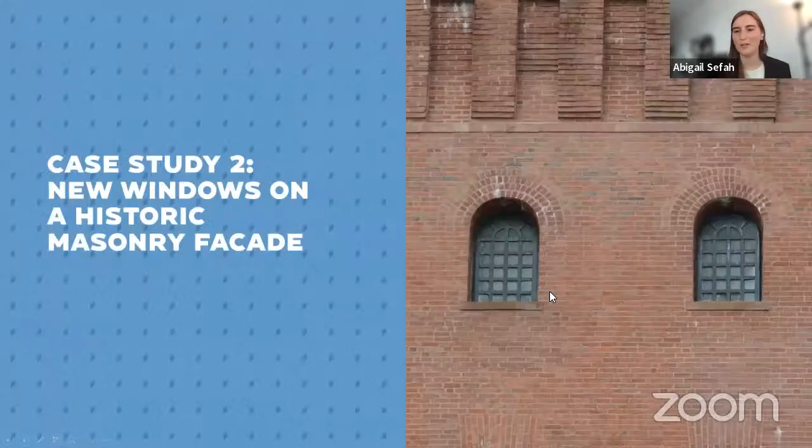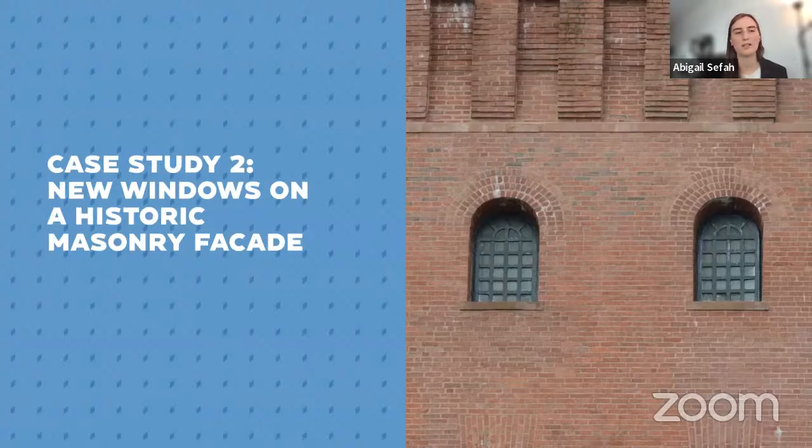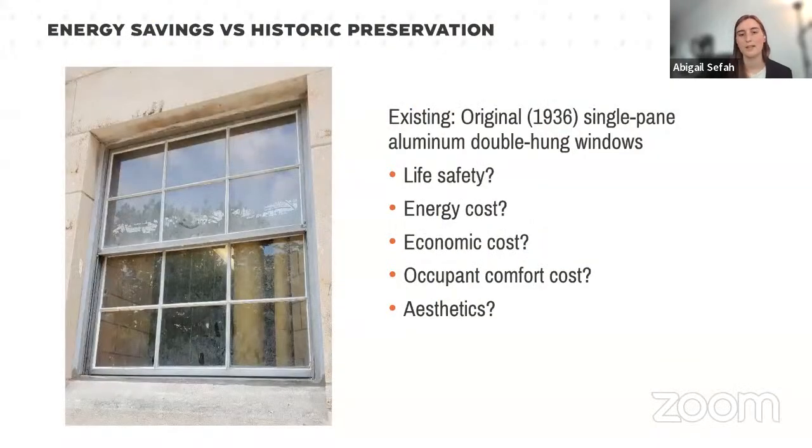Okay. Let's move on to our second case study, in which a client came to us proposing installing new windows on a historic masonry facade. This building was constructed in the 1930s. It's at a university in the Midwest. And when it was constructed, these windows were installed. So these windows are original to the building.